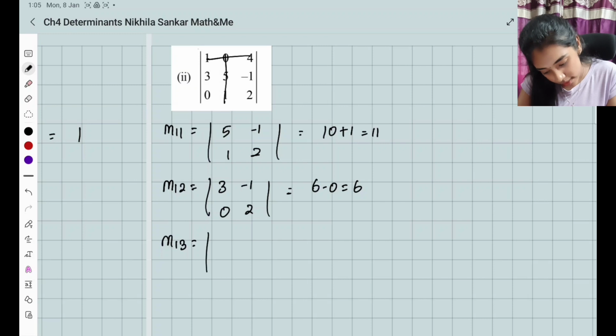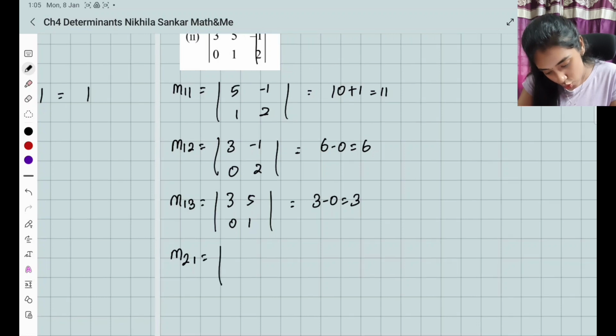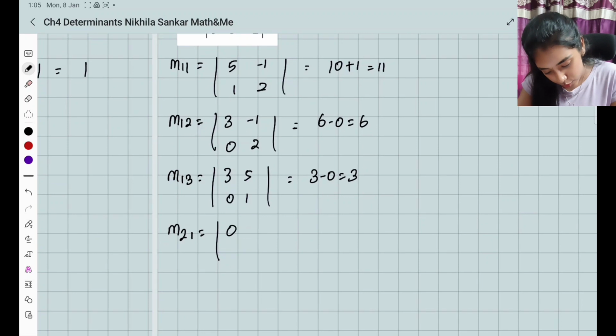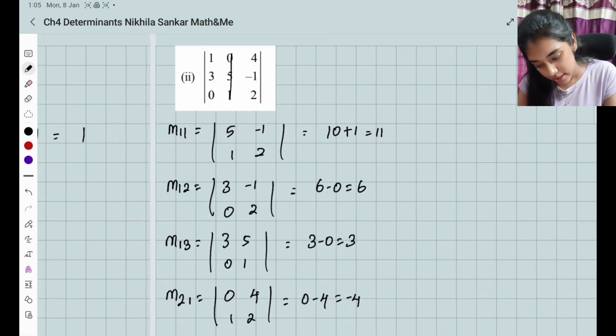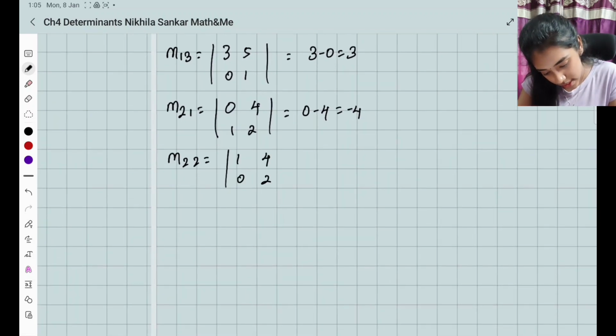Then M13. M13 is first row and the third column. So 3 5 0 1. So this is going to be 3 1s are 3 minus 0, which is 3. Now M21. M21 0 4 1 2. So this is 0 minus 4, which is minus 4. Then M22 is going to be second row, second column. So 1 4 0 2. So this is 2 minus 0, 2.